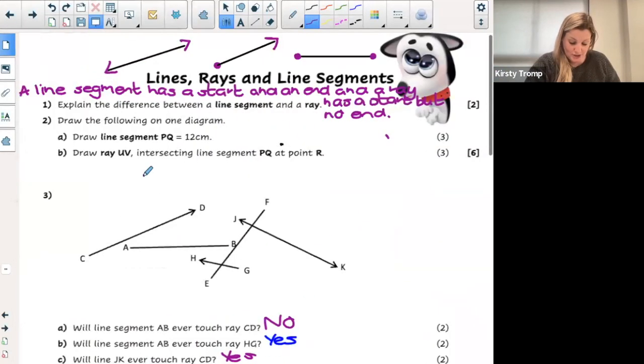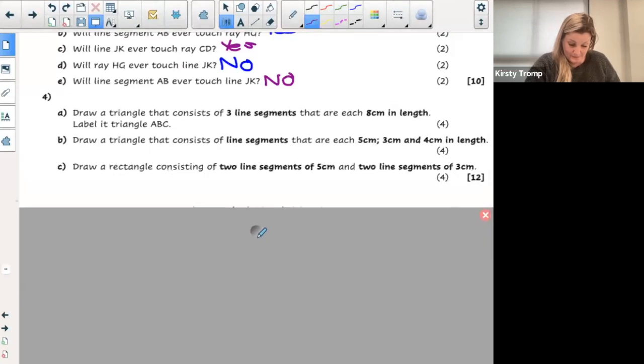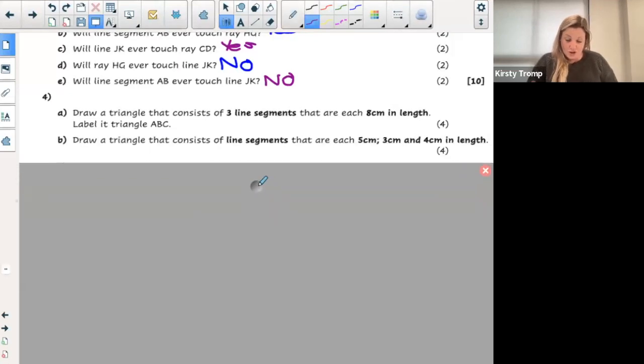Our next question says to us, draw a triangle that consists of line segments that are each 5, 3, and 4 centimeters in length. Is that kind of triangle ringing a bell to anybody? It's a special kind of triangle. A triangle that's got 5, 4, and 3 centimeters for the sides. Lots of people's hands are up, but I'm not sure if those are for this question or the previous one, so I'm just going to lower everybody's hands.